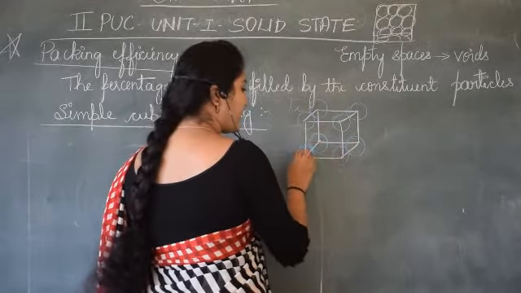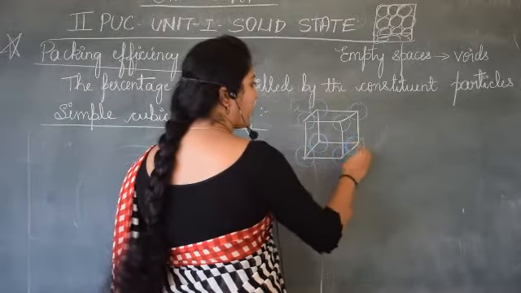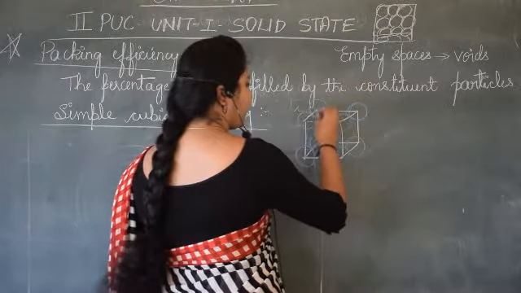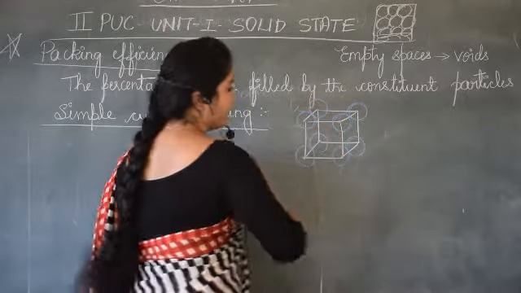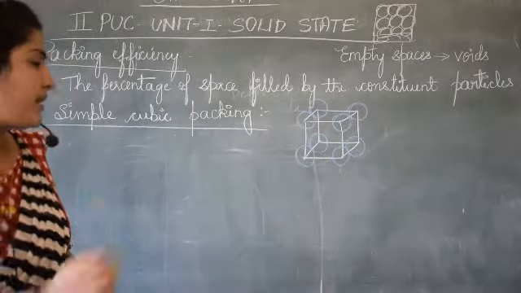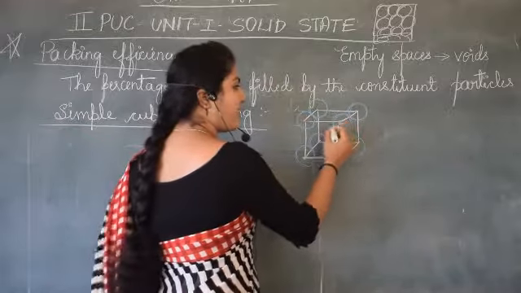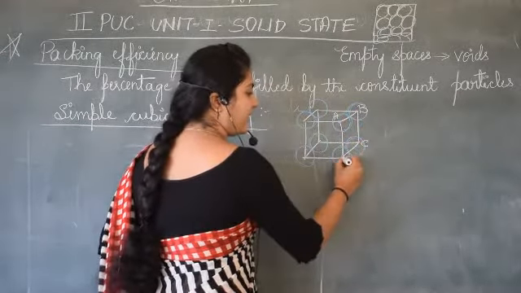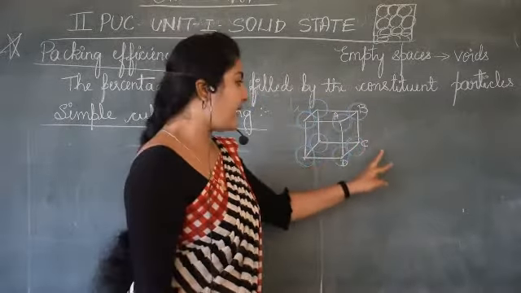What you need to understand is along the edge, the particles are touching each other, or the atoms or spheres are touching each other. This is how the particles are present in a simple cube. Am I right? Let me name these corners as A, B, C, D.